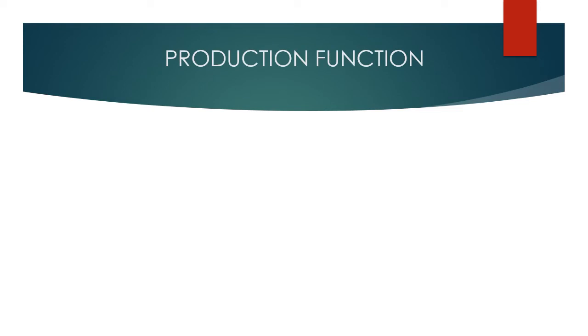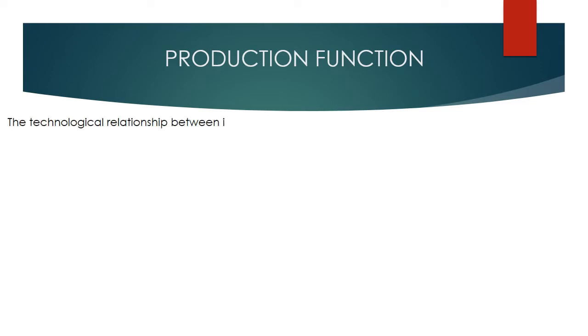So we are clear with the inputs and output. So the producer produces the output by using various inputs. So now we are going to study the relationship between these inputs and output in detail, that we call it as production function.